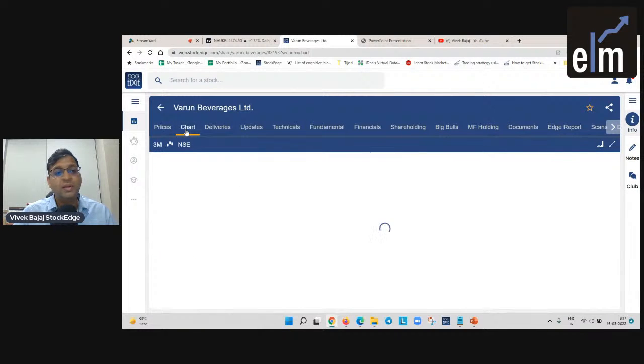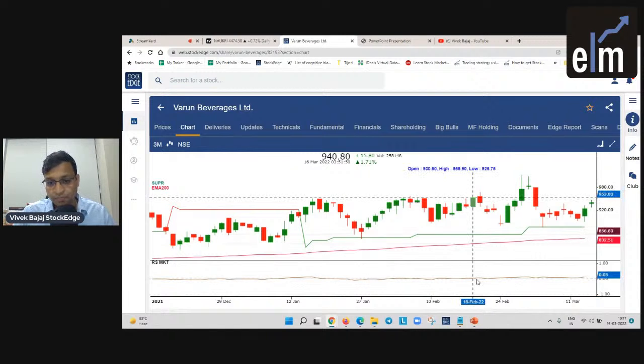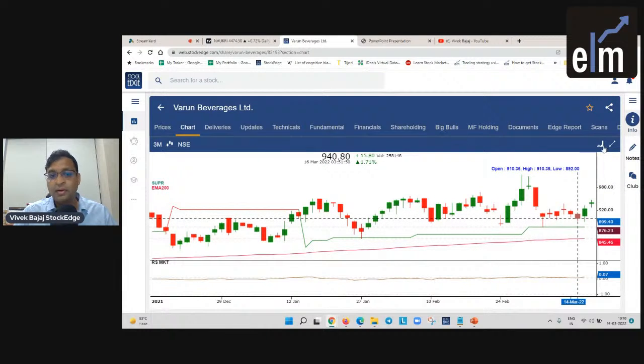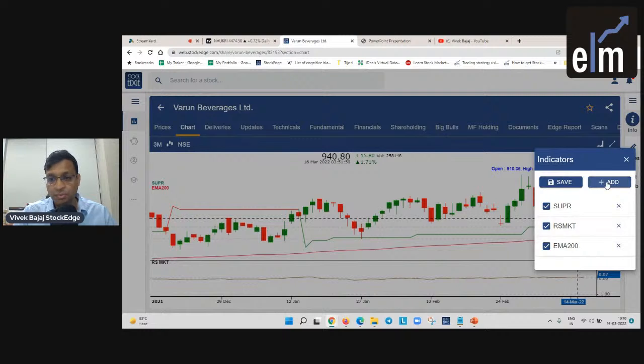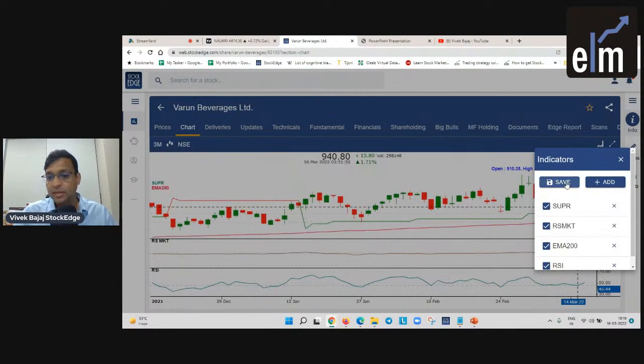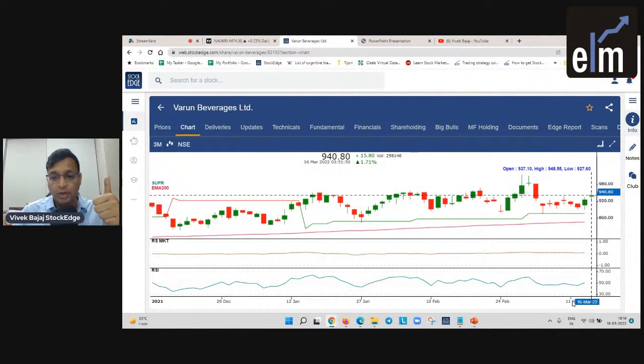Now, if I look at the chart and try to find out the momentum in the stock, so relative strength is the best indicator for momentum. So you see RS market is above zero, which is very very good. And let me plot RSI. So just give me 1 minute. Save. Right. And RSI is also above 50, which is very good sign. So RS above zero and RSI above 50, it's a good sign. So this stock is definitely worth looking at from a momentum perspective as well.